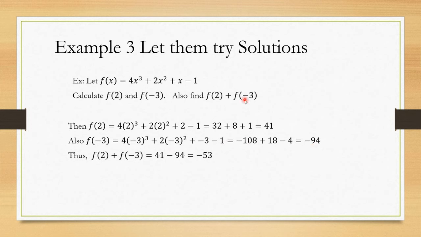And so this sum is 41 plus negative 94. 41 minus 94 is minus 53. That's what we get.